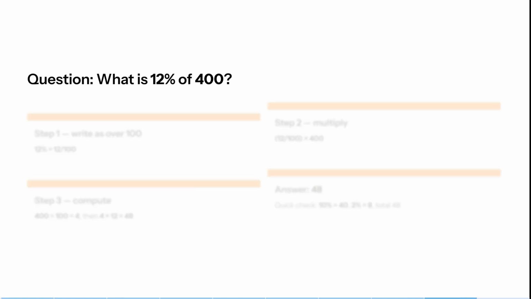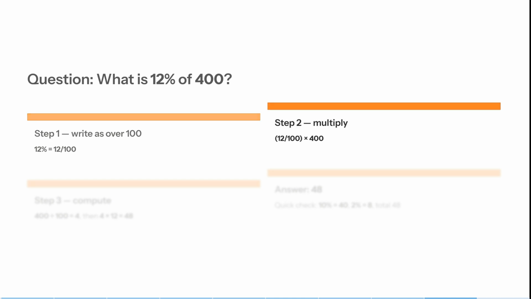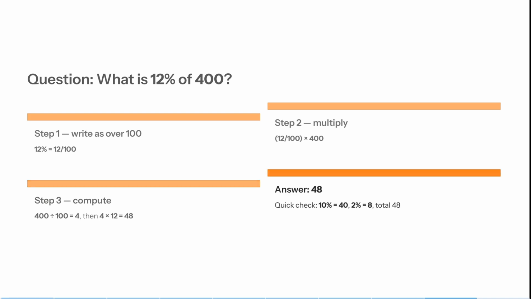Next one, what is 12% of 400? So write it as 12 over 100. And then we're multiplying that into the 400. Let's divide the 400 by the 100 to get down to a nice easy number of 4, and then multiply by the top of the fraction. The 12 gives us 48. So that's our answer, 48.